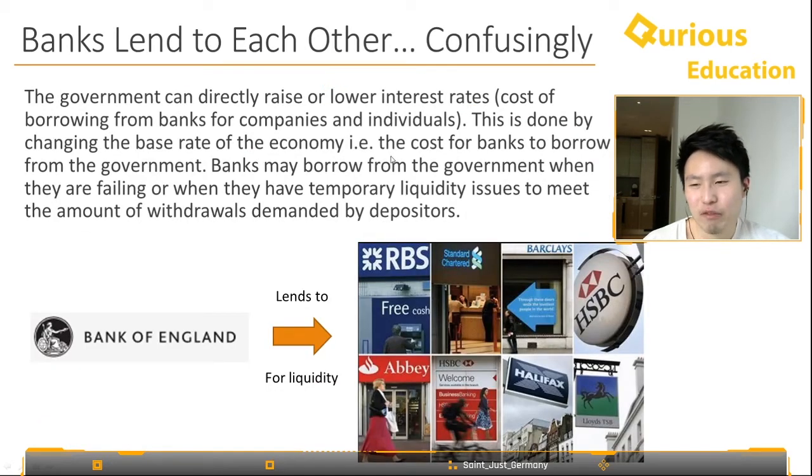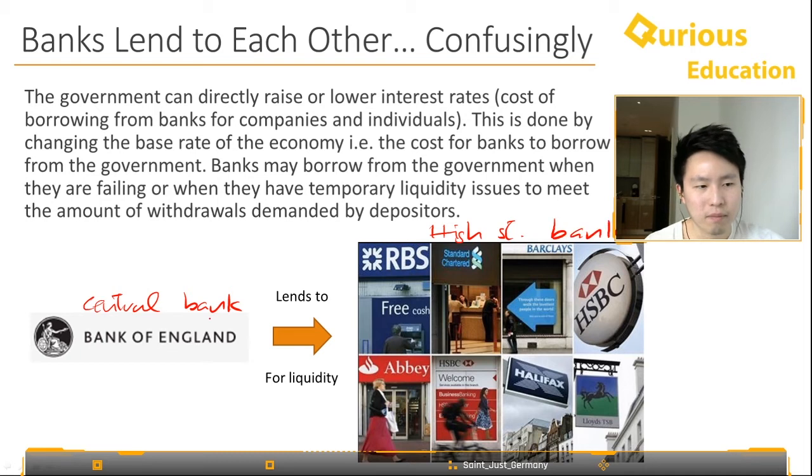And to make things even more complicated, banks tend to lend to each other, and that is called interbank lending. The central bank also needs to lend to high street banks. The central bank is the Bank of England here, and high street banks are the banks that we know from the high street, like HSBC.